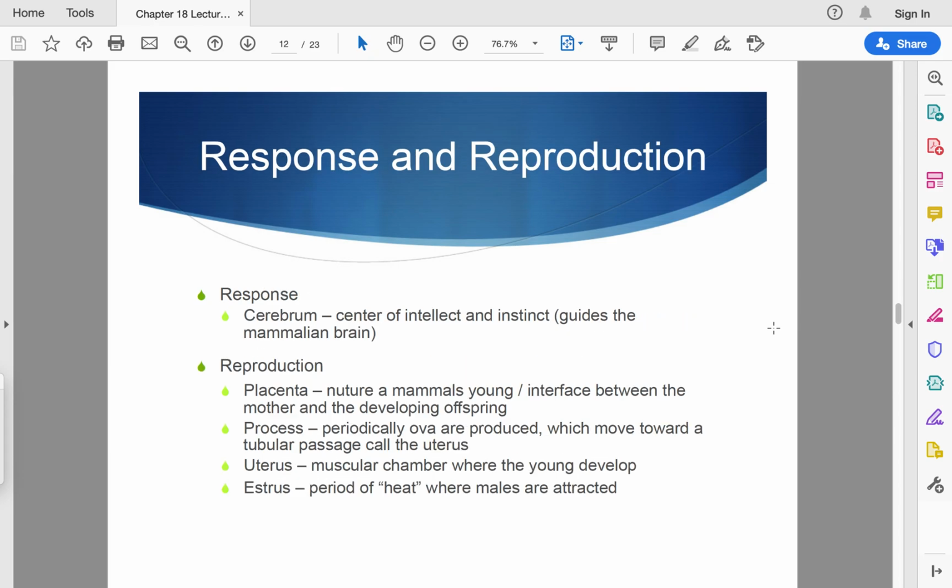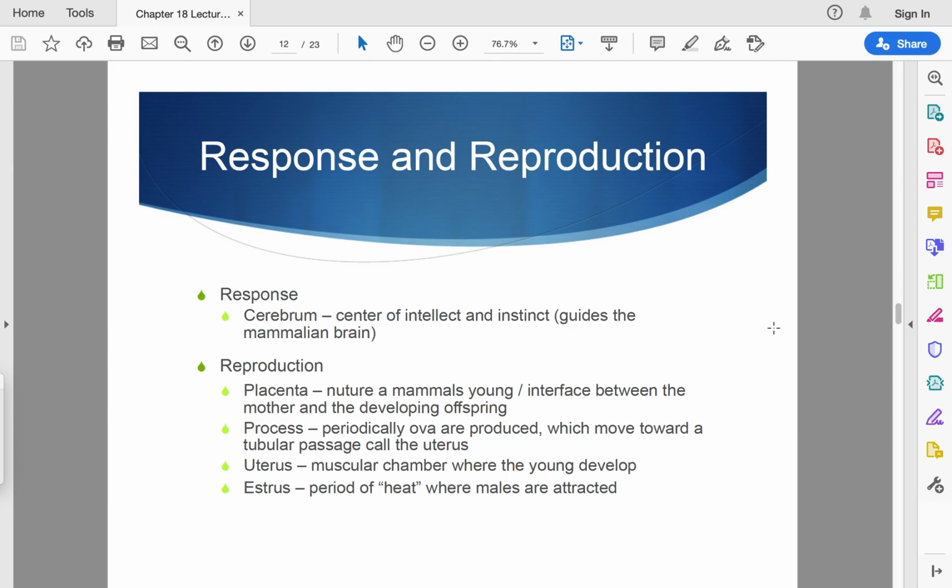Animals respond to stimuli, right? In response, also, using their brain. This is what controls the animal's response, whether it's a learned response or a learned behavior, or it's just an instinct, or whether it's a reflex. All right. The cerebrum is the center of intellect and instinct, guides the mammalian brain. All right. That is a piece of the brain, as we learned previously in this section of chapters.